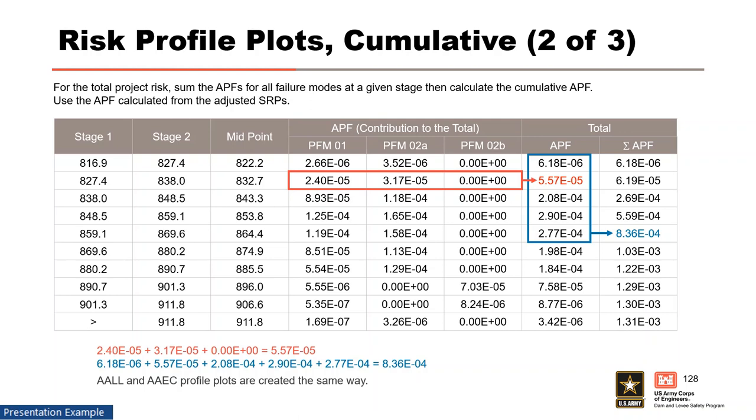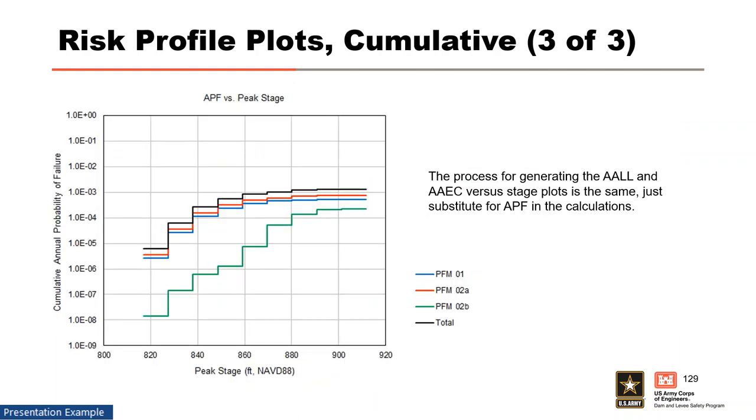For each stage interval, we sum the probabilities from each failure mode to get the total for the stage. Then the cumulative is equal to the total APF from that interval plus the sum of the APFs for all lower intervals. Once complete, it will look like this with stepwise functions for the individual potential failure modes shown in red, blue, and green, along with the total shown in black.